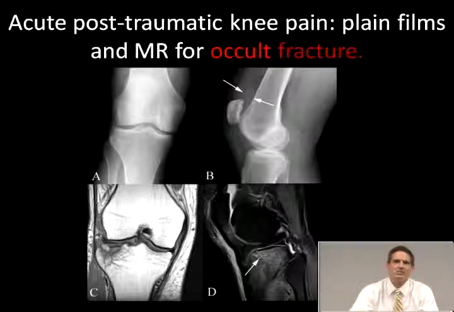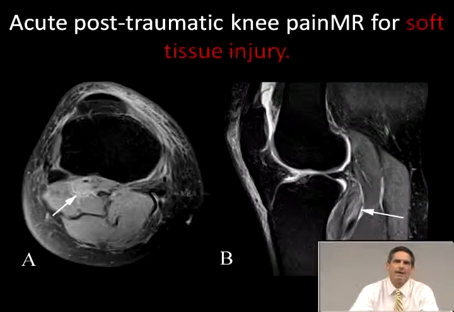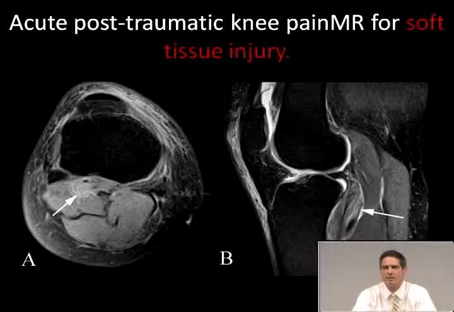Additional MR fractures here. Soft tissue injury. This is a MR only. I didn't show you the plain films, absolutely normal plain films. 48-year-old man had pain following trauma, and you see abnormal swelling and abnormal signal in the popliteus muscle, and this is a popliteal muscle tear.